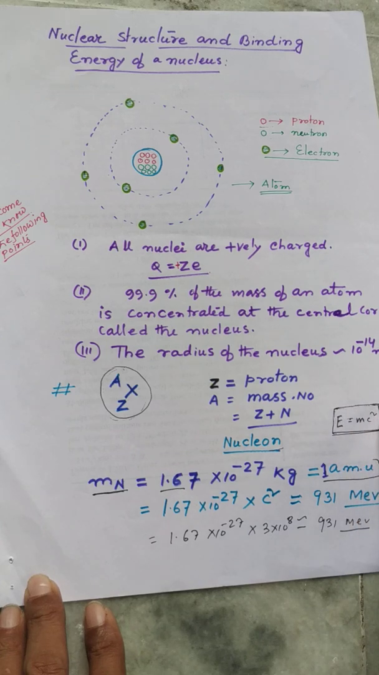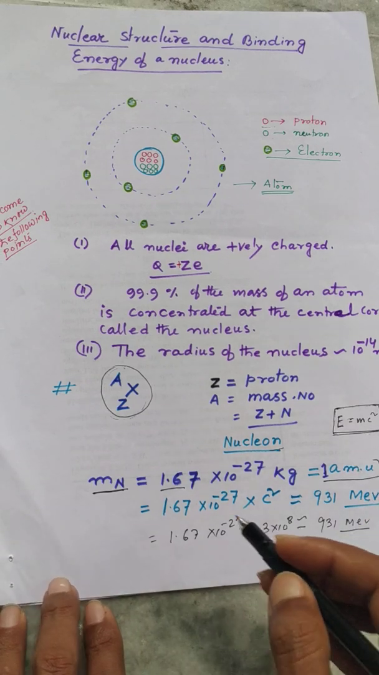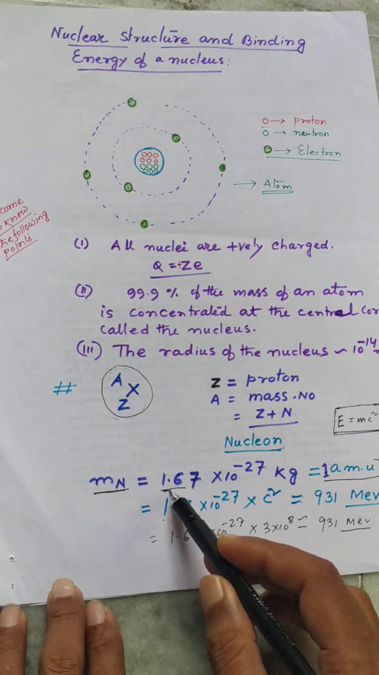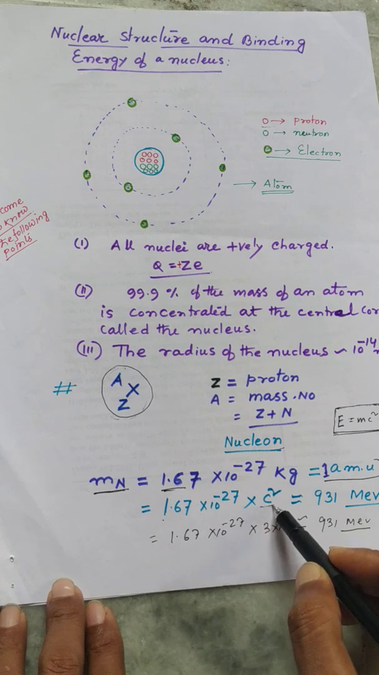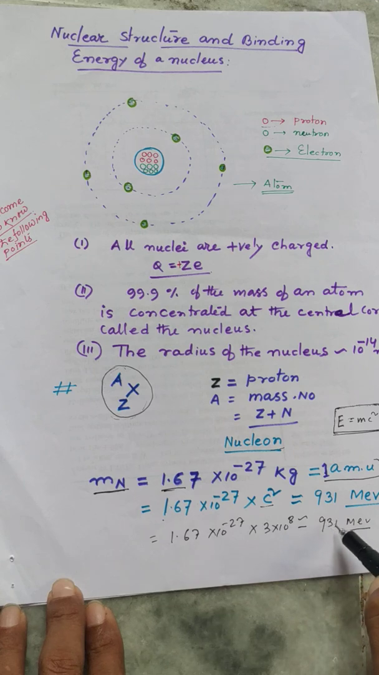If the mass of a body is multiplied by c squared, where c is the velocity of light, then we get the energy corresponding to that particle. So this amount of mass can be transformed into energy by multiplying by c squared, and the value is about 931 MeV. This is the energy equivalent of one atomic mass unit.